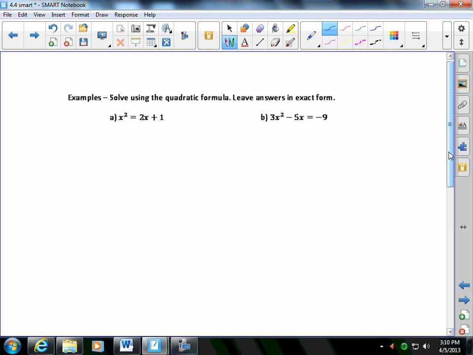In order to solve this, I have to have everything together on one side of the equation, and my equation has to equal 0. So I have x squared minus 2x minus 1 equals 0. So a is 1, b is negative 2, c is negative 1.